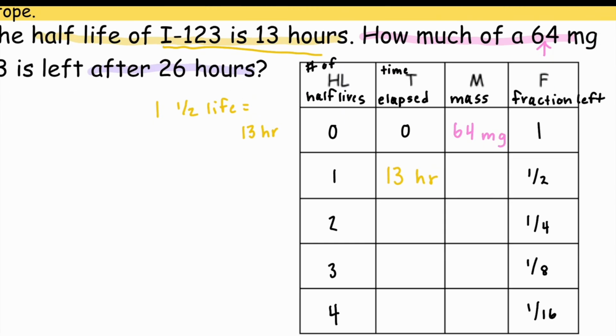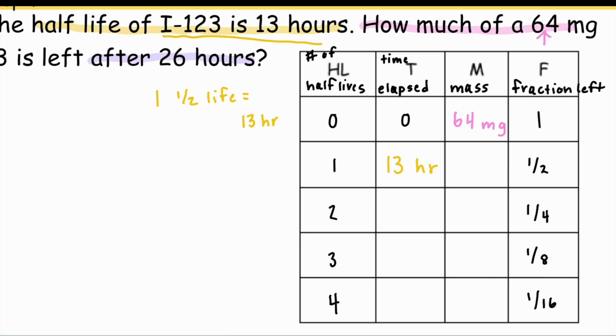Now we're going to work down our columns and fill out the rest of this information. For our time column, we're going to take the amount of time for 1 half-life, 13 hours in this case, and multiply that by the number of half-lives. We'll do 13 times 2 half-lives to get 26 hours. After 3 half-lives, we would multiply 13 by 3 to get 39 hours. And for 4 half-lives, 4 times 13 is 52 hours.